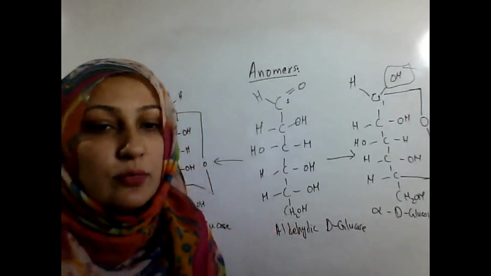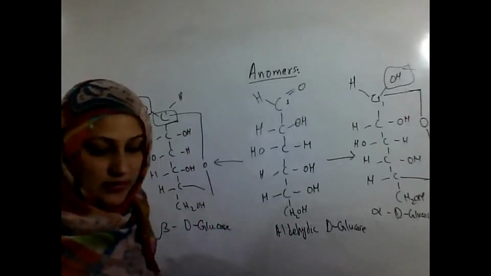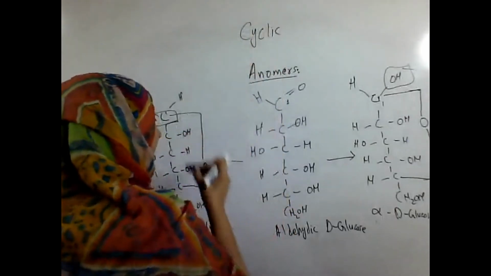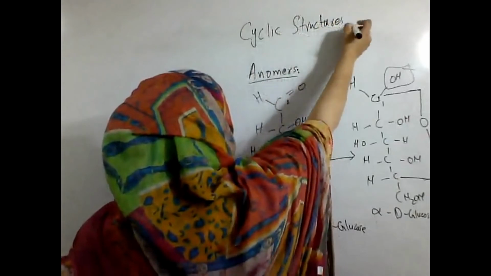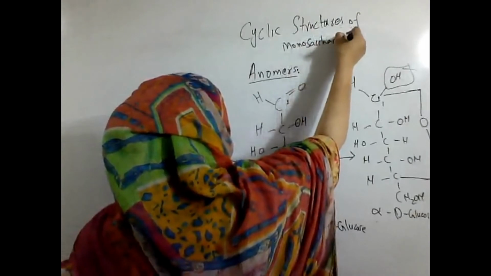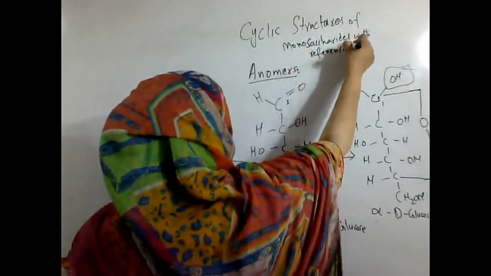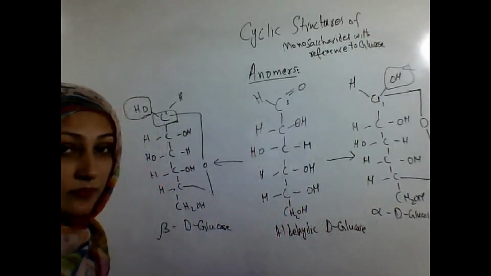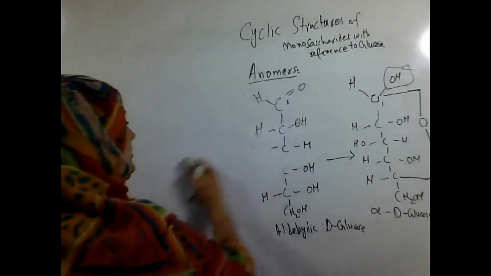After that, we are going towards the Haworth projection for the formation of the cyclic structures. This lecture is about the cyclic structures of monosaccharides with reference to glucose. Now we are going towards the Haworth projection.